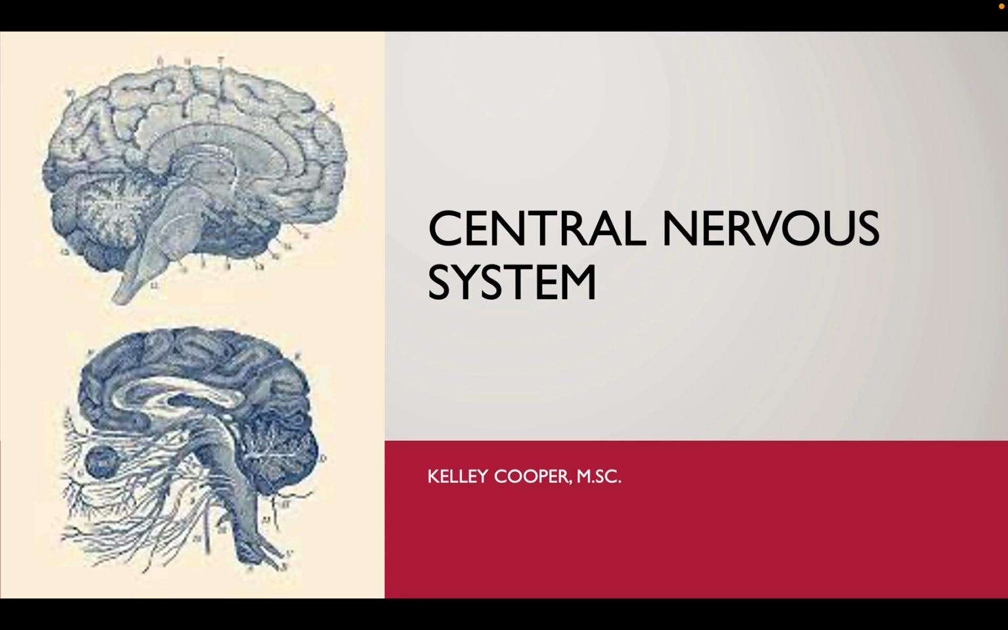We'll see that the central nervous system is composed of two main structures, the two we just talked about: the spinal cord and the brain itself. Everything else coming off the spinal cord or off the base of the brain will be part of our peripheral nervous system. We'll talk about that separately.